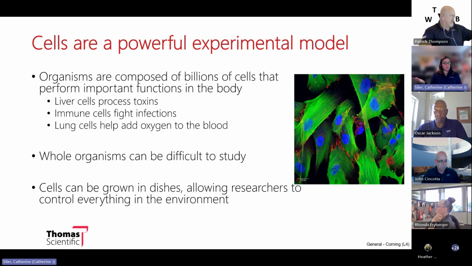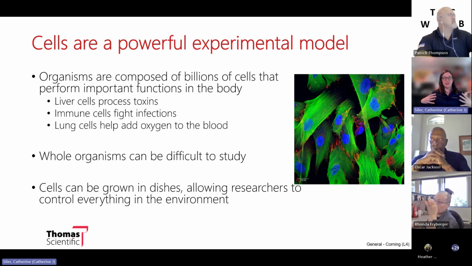So really, this all starts with cells. Corning believes in the power of cells, and they are a really great experimental model. Organisms are composed of billions of cells, and they all perform really important functions in the body. Different cell types perform different functions. Our liver processes toxins. Immune cells are there to fight infections. And then lung cells help to get that oxygen back into the blood. So everybody has a pretty important job there.